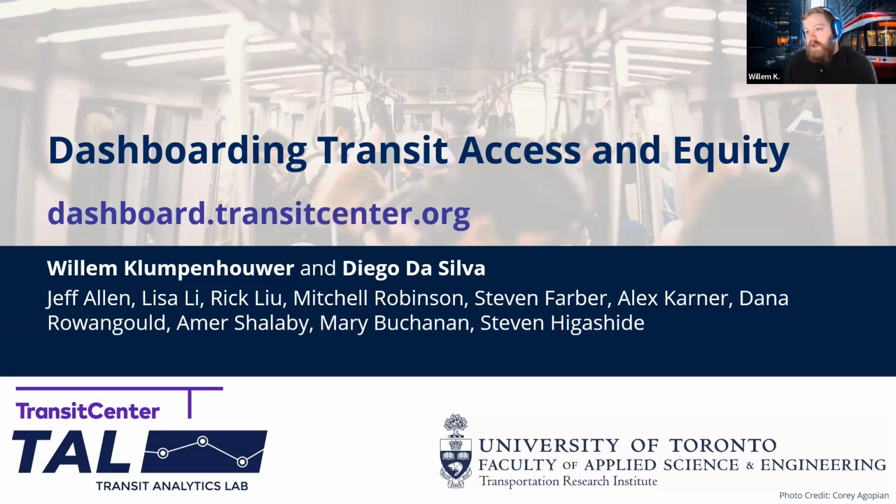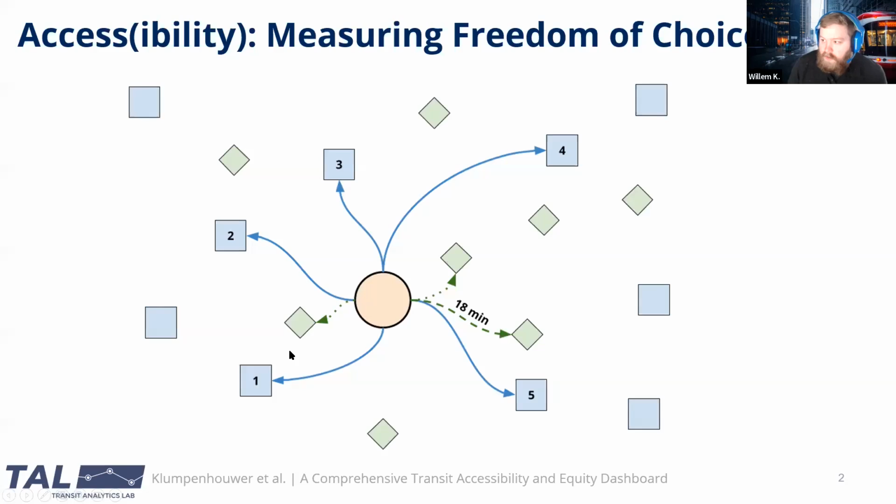So in order to get started, the best thing to start with is a quick definition of what we're talking about when we talk about access or accessibility. Those two terms are used somewhat interchangeably. It's important to note here, we're not talking about physical accessibility. We're not talking about the important part of transit, which is being able to make barrier-free access for people to board and use transit. We're talking about a larger concept of access to opportunities.